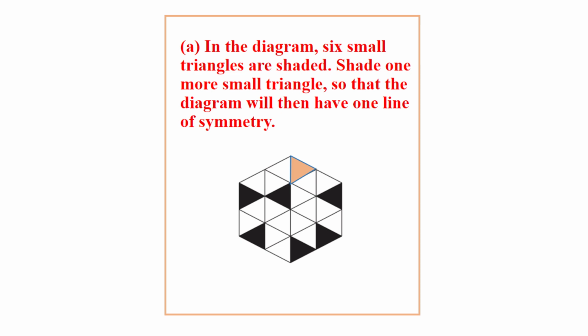Since there are 6 triangles shaded, we can look for a triangle that, when shaded, will create a mirror effect across this line. By shading one additional triangle that is directly opposite to an already shaded triangle, we will achieve that symmetry. After shading this additional triangle as shown in the diagram, we now have a total of 7 shaded triangles arranged in such a way that each side of the line of symmetry mirrors the other.